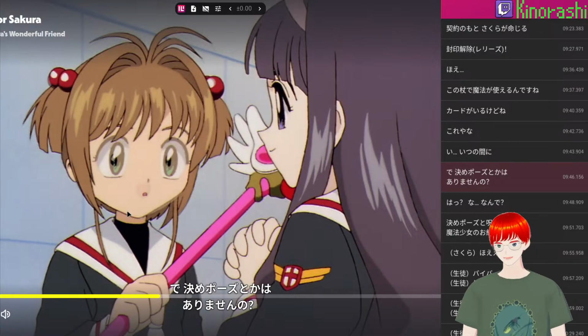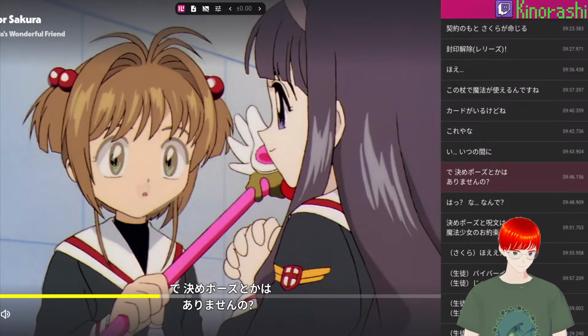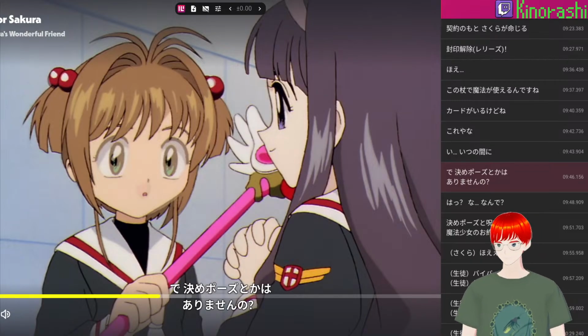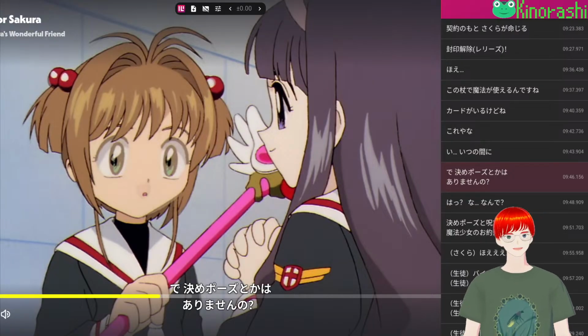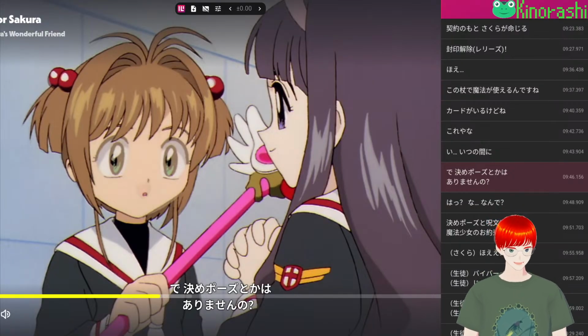Yeah, I see this a lot. They've been starting sentences with de. It's being used like an interjection from how I've seen it so far.